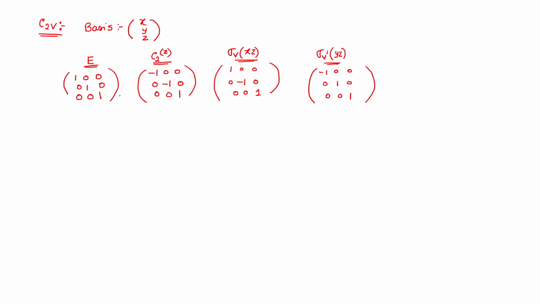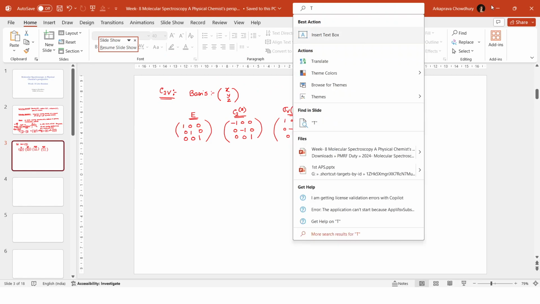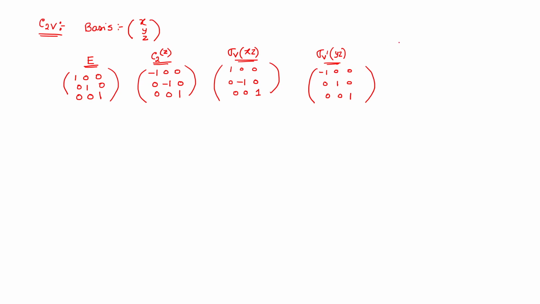So from these transformation matrices, we can generate what we know as a representation. So what is a representation? I will write it here: a collection of all these transformation matrices of a particular basis.